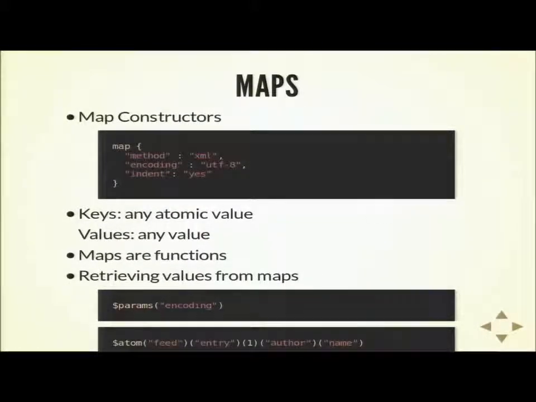With maps, we have a map constructor. Your keys can be any atomic value. Your values can be any value. So you have a key method and the value of XML, encoding, indent. You retrieve values using a function call. A map is a function. If I call it with the value of a key, it returns the value associated with that key. And you can nest them. So in an Atom feed, I can ask for the first entry's author's name.